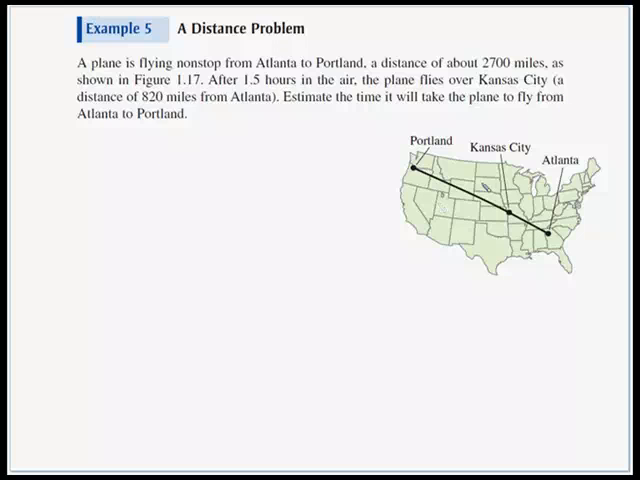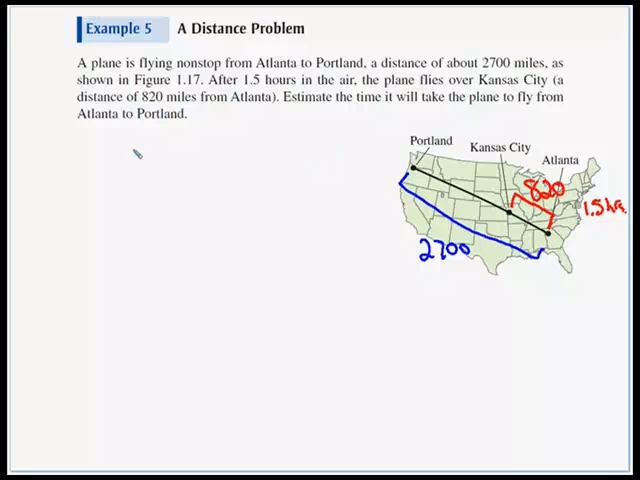So let's start working on our picture here a little bit. Pictures really help. Here's Atlanta and Portland, and we know this entire distance is 2,700 miles. So I'll mark that in blue. After 1.5 hours in the air, the plane flies over Kansas City, a distance of 820 from Atlanta. So here's KC, and that distance from Atlanta is 820 miles, and that took us an hour and a half, 1.5 hours to fly that far.